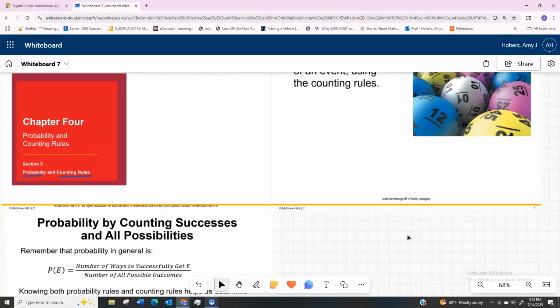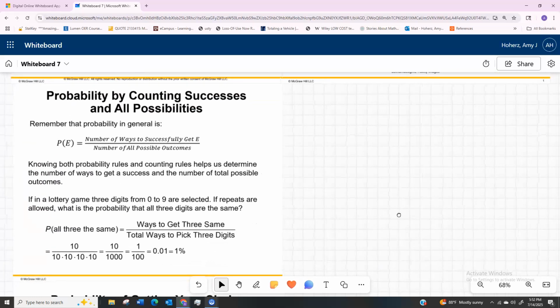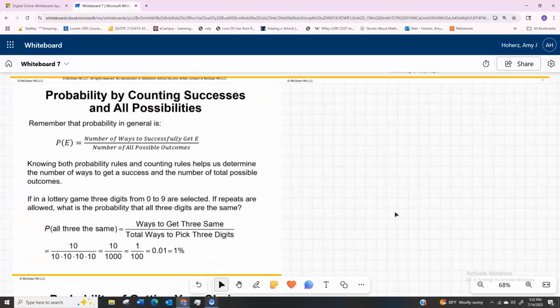So just a reminder, as we start Section 4.5, of the general idea of probability. As we recall, the general idea of probability is that we need to figure out on top the number of ways to successfully get what we want. So here we're calling that event E. So how many ways can we successfully get whatever we're looking for as the probability.